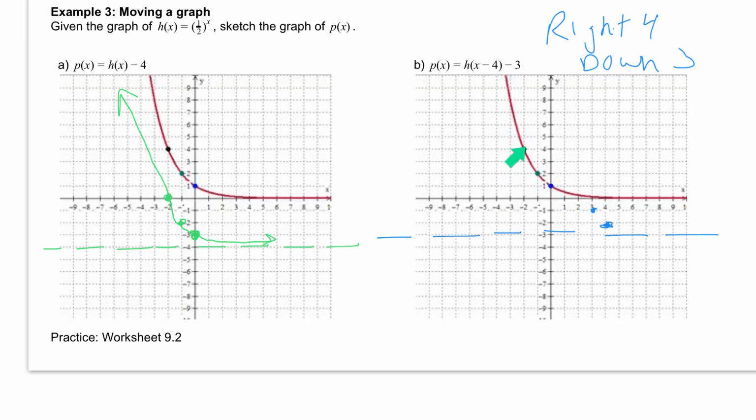My last point I have is -2, 4, so go down 3, 1, 2, 3, and then to the right 4, 1, 2, 3, 4, I get the point 2, 1. And then I'm going to sketch my graph in.